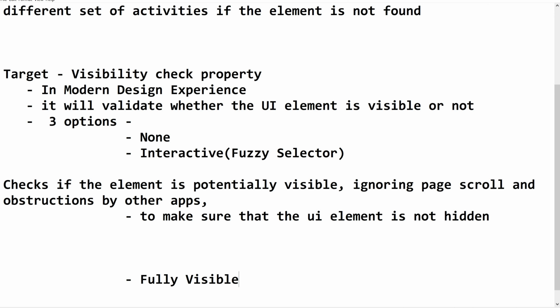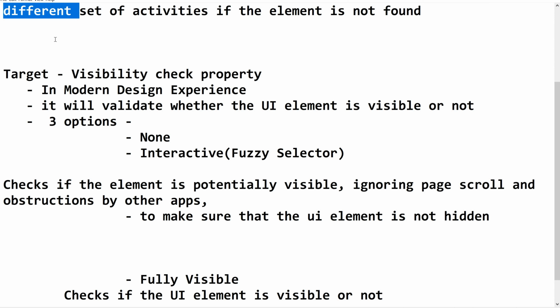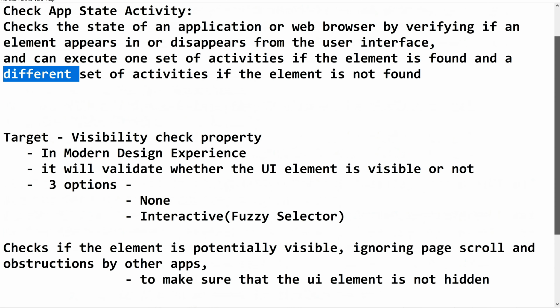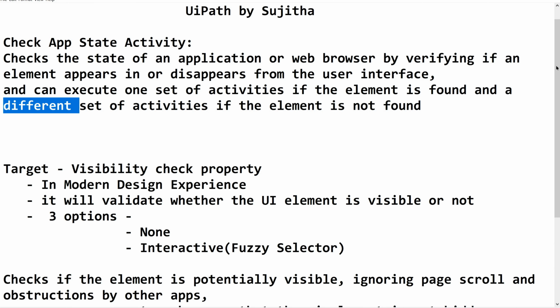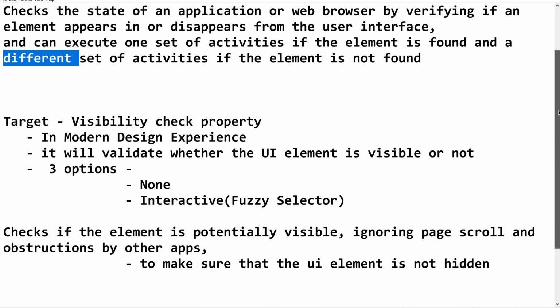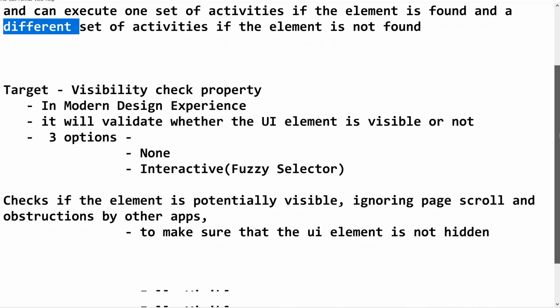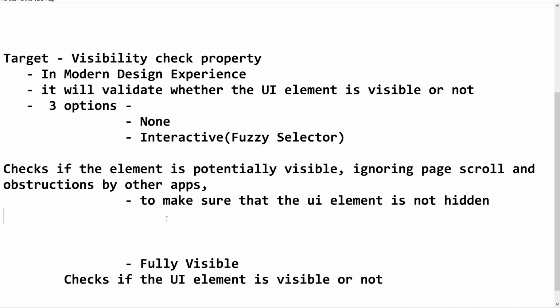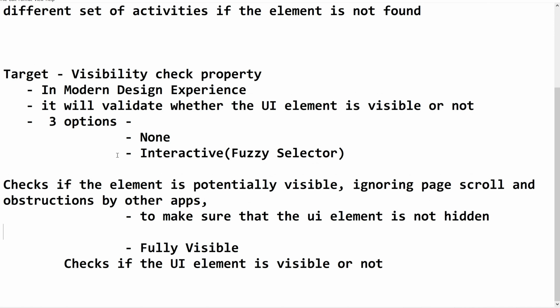Coming to fully visible, this is very straightforward. It will be checking only if the element is visible or not. Visible in the sense, if you ask me, Sujitha, can you see this, yes, I am able to; otherwise I will say no. I will not scroll up. I will not minimize or maximize this application to identify it. It's not like that. Direct. Very straightforward.